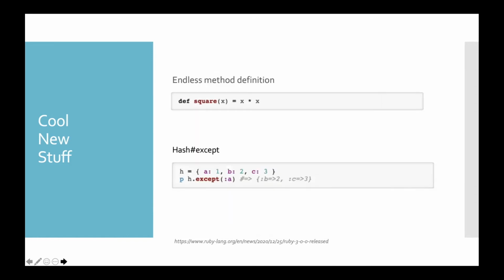If you hate having to put in semicolons, endless methods are available now. So no more painful semicolons for you. Hash actually pulled except out of Enumerable and stuck it in Hash itself. So now you don't have to enumerate over hashes to get except. It comes right out of the box.